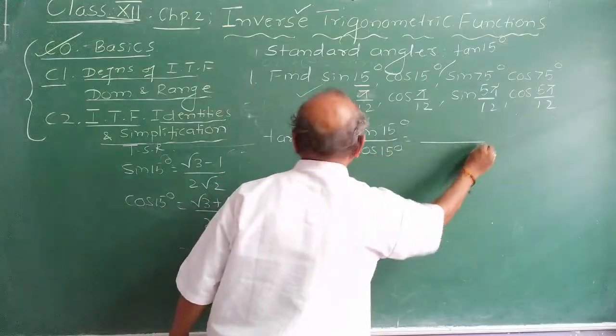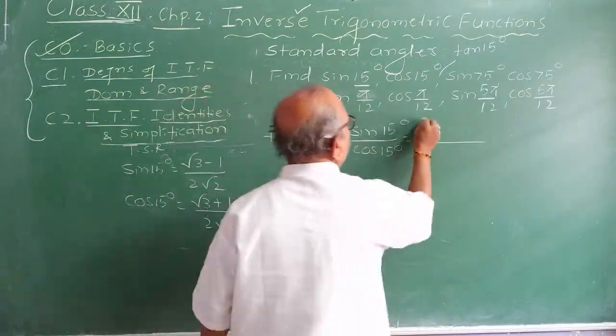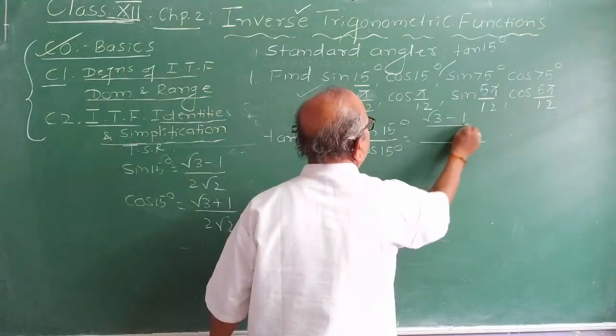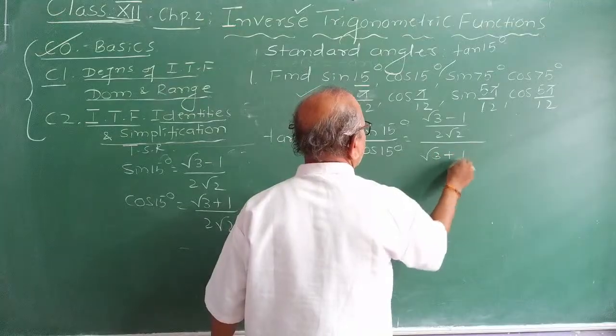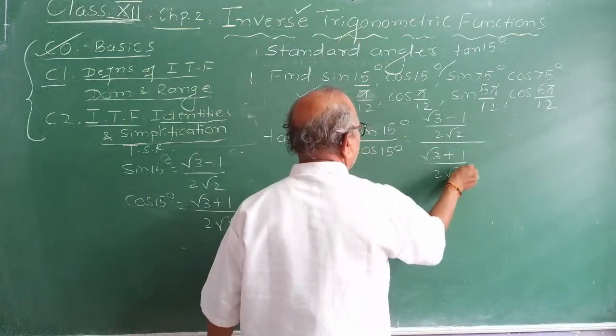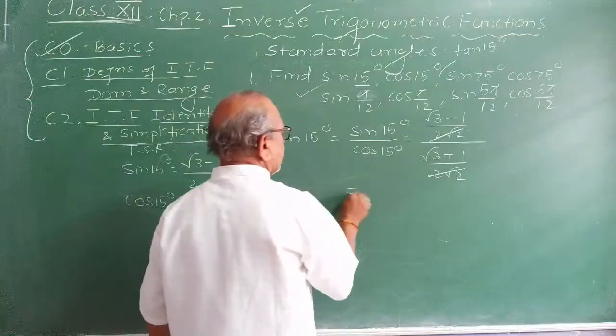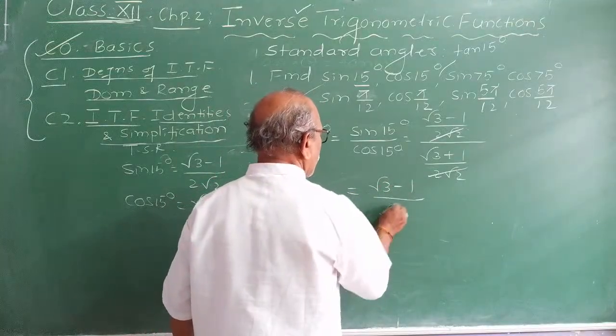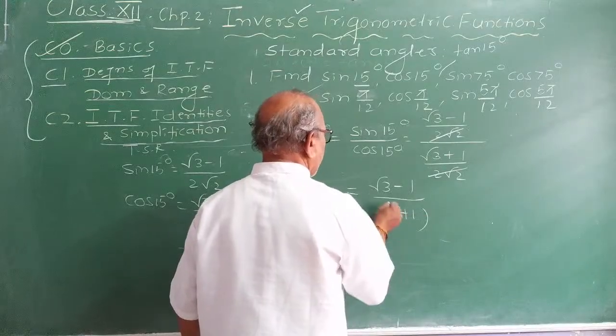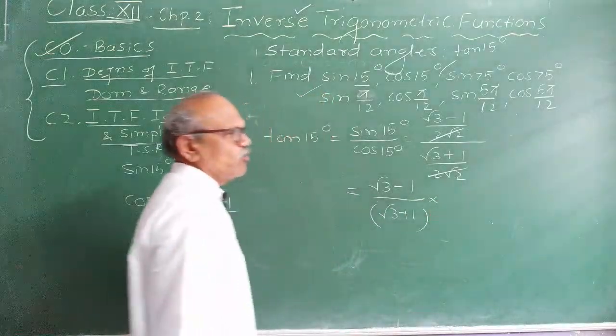Already you know the formula of sin 15 degree. What is the formula? Root 3 minus 1 upon 2 root 2. Cos 15 degree is root 3 plus 1 upon 2 root 2. Observe, 2 root 2, 2 root 2 gets cancelled. Now you can write root 3 minus 1 upon root 3 plus 1. Rationalize the denominator, 9th standard.